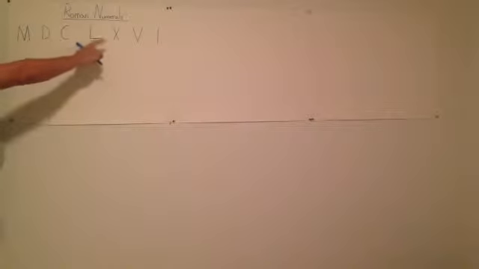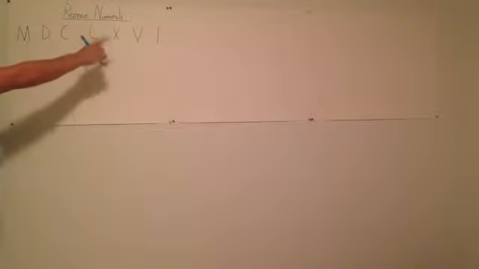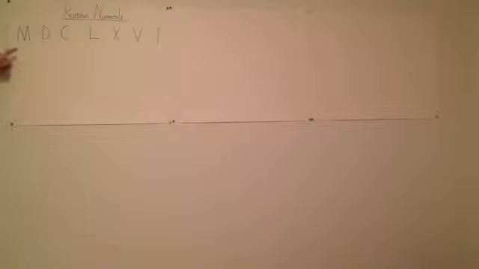Class, today we're going to be learning about Roman numerals. In the Roman numeral system, there are 7 symbols. There's the M, the D, the C, the L, the X, the V, and the I. Each symbol represents a number in our number system.